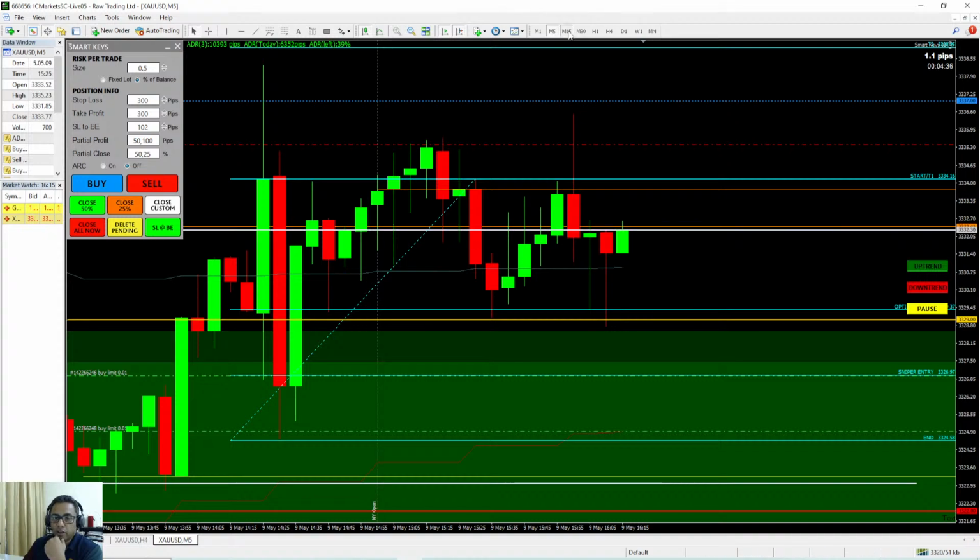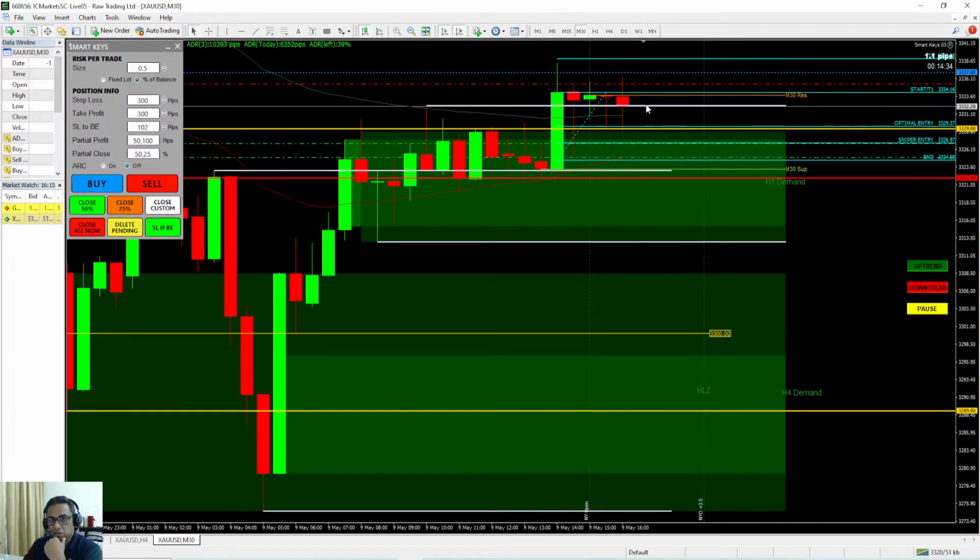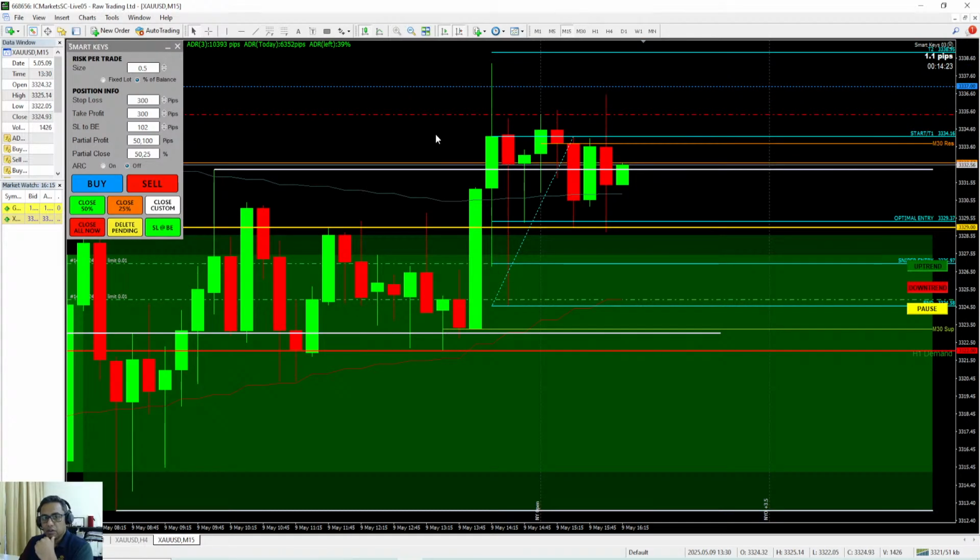We're just ranging right now, just going sideways. This 30-minute candle, look at those. Look at these 4 30-minute candles. They're all in a row. There's no information. 15 minutes is even uglier.